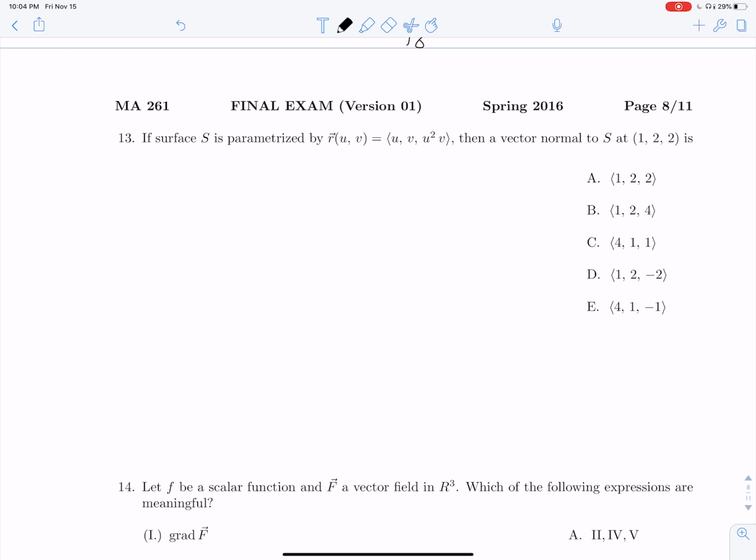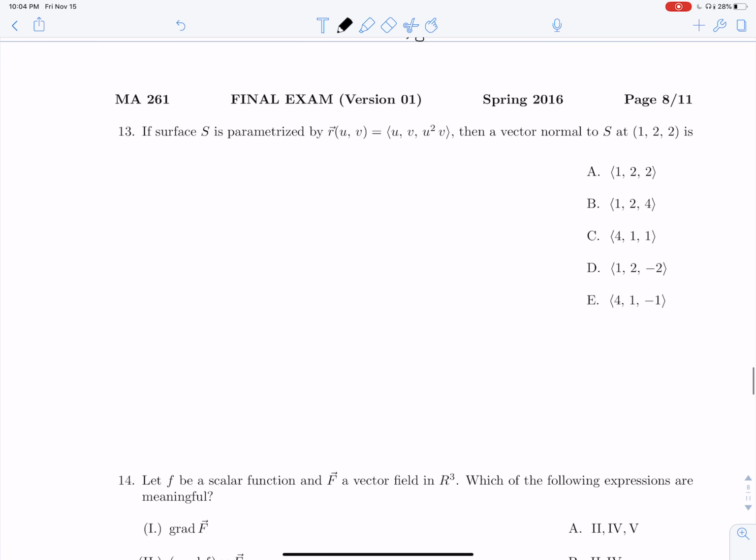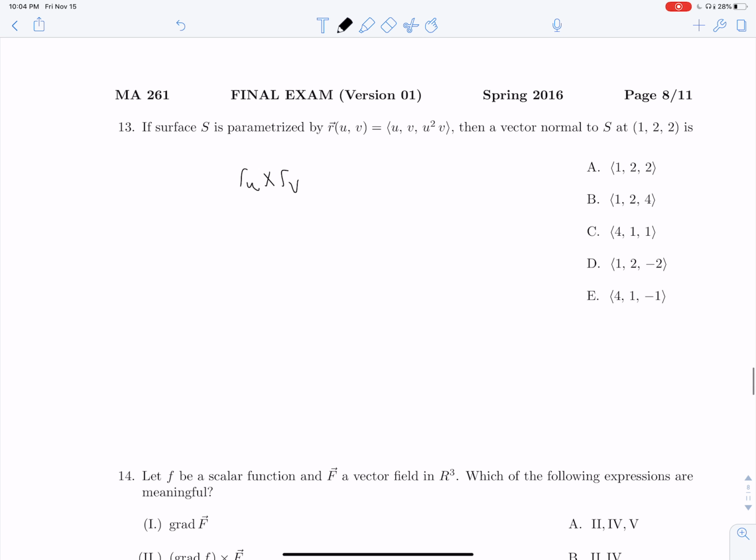Okay, so we have a parametrized surface, r of u and v, in terms of u and v, and we need a vector normal. So note that they're not saying the vector. That's a good hint that we should be open to some changes later on. So we know that the normal vector is going to be RU cross RV, where RU and RV are the partial derivatives of R with respect to either U or V. So RU is going to be 1, 0, 2UV, whereas RV is going to be 0, 1, U squared.